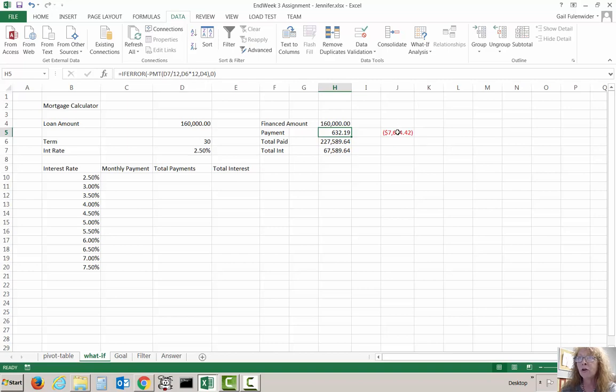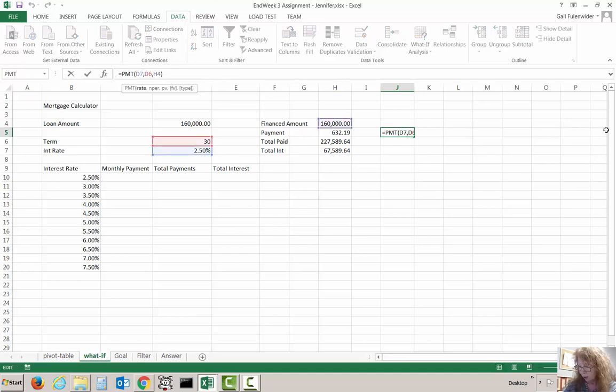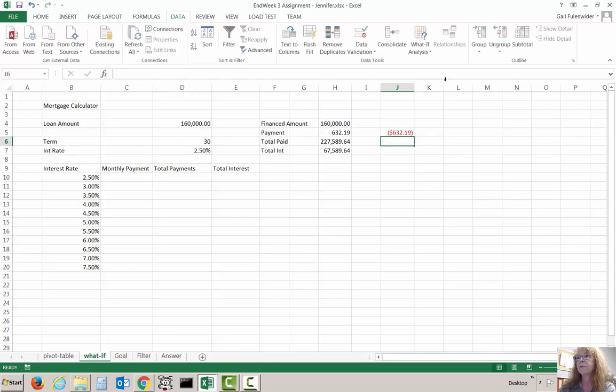So I'm going to get completely out. And when I go back in to change it, again, divided by 12, multiplied by 12. It still shows red because I'm making a payment. It's a negative. So in order to reverse the sign, put a minus in front of it. There you go.